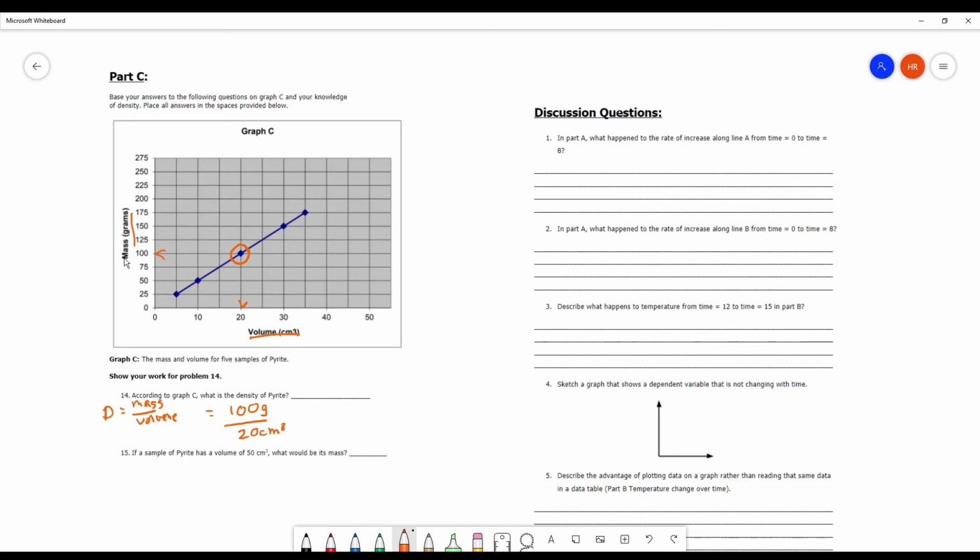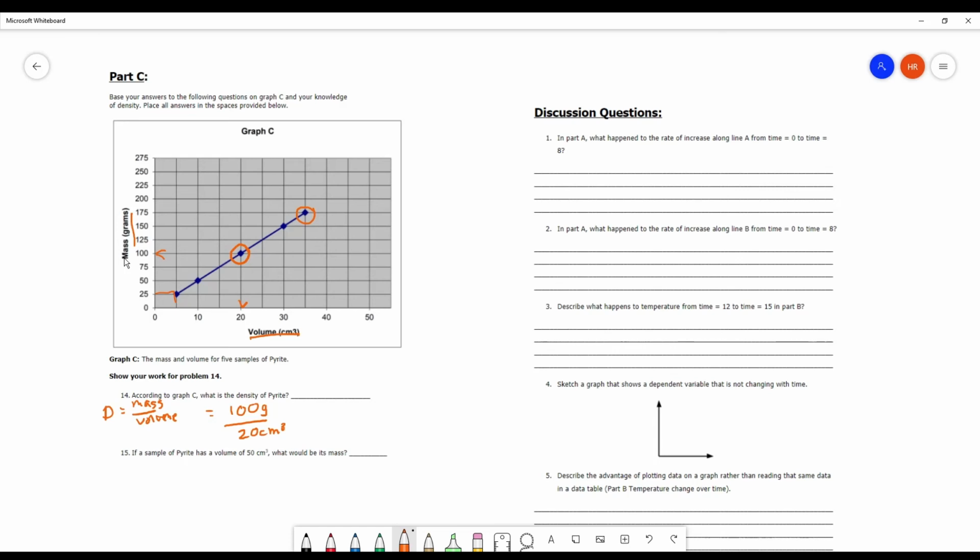And you might say, Ms. Halleck, what if I picked this point over here? Well, that's 175 grams divided by 35 centimeters cubed. That's going to give you the same number. So with this one, 25 grams divided by 5 centimeters cubed. All of them will give you the same number. If you don't believe me, try it.